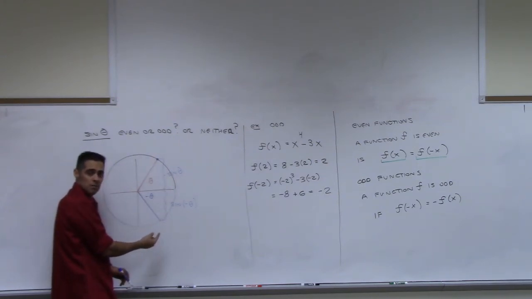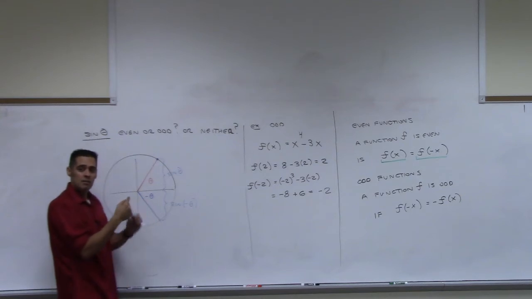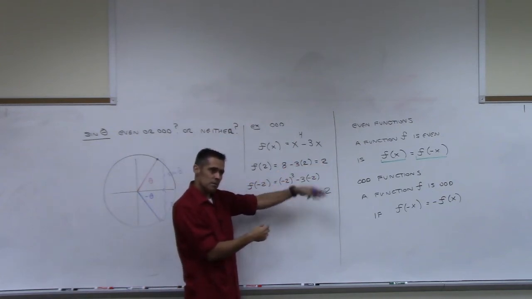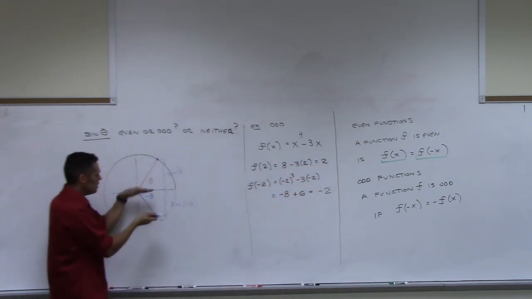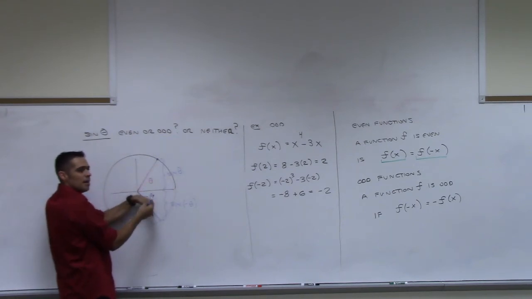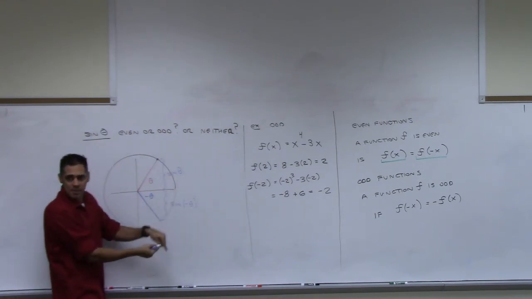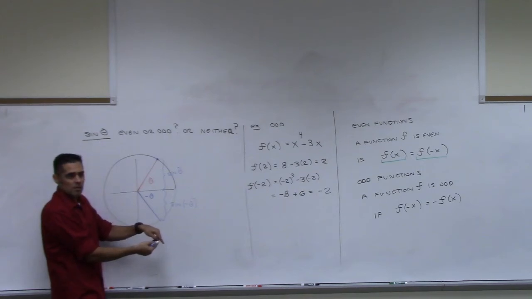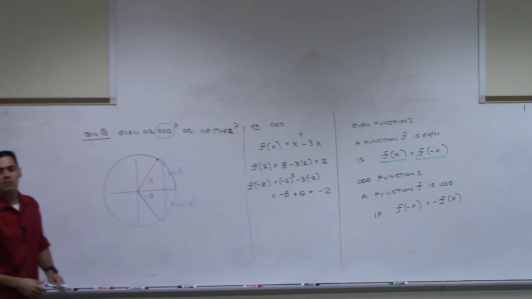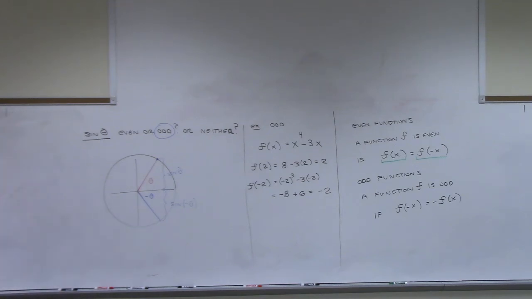No. But they are opposite, right? Kind of like we were getting the 2 and the negative 2. That same thing is going to happen here. You give me an angle theta, I'm going to get a y value. If you give me negative theta, I'm going to get the same y value but opposite sign. So the sine function must be odd. That make sense?